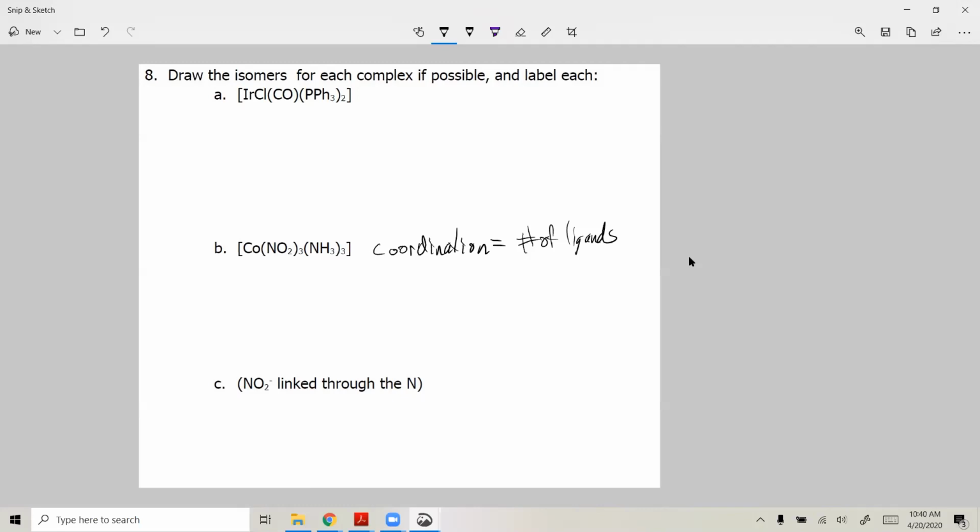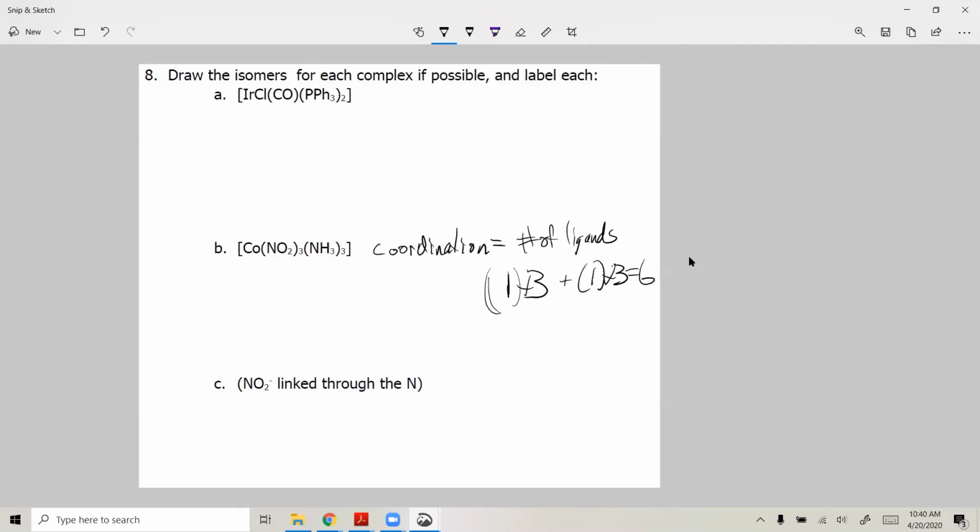So for our nitro here, we're just looking at one of these NO2s. How many times do we need to account for it? 3, right? Each NO2 makes one connection to that cobalt, and there are 3 of them. Now for our amine, how many does that one make? 3 as well, because each one makes one bond and there are 3 of them. So our coordination number is going to become 6 because we have 6 ligands attached to it.